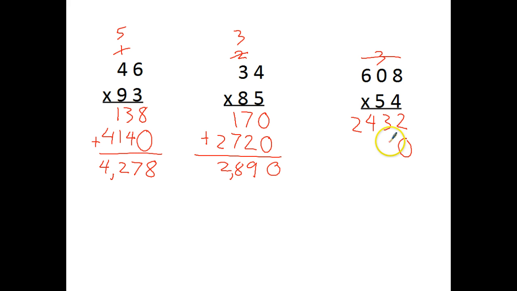5 times 8 is 40. Put down my 0, carry my 4. 5 times 0 is 0, plus 4 more is 4. 5 times 6, 30. Add up my numbers. There's a 2, a 3, an 8, a 2, and a 3. Count over 3 spots for my comma. 32,832.